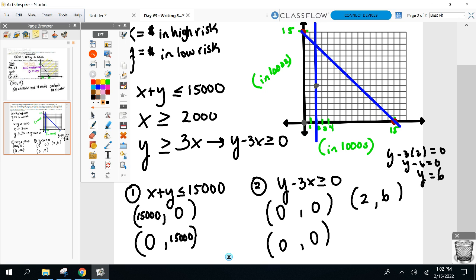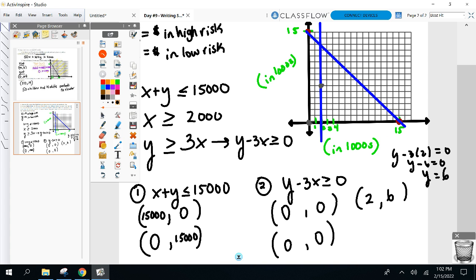Same as 2,000, 6,000. It'll be on there. So you can still do that. 2, 6, and 0, 0. You're going by ones. But there is a problem with the shading now. Still a solid line.